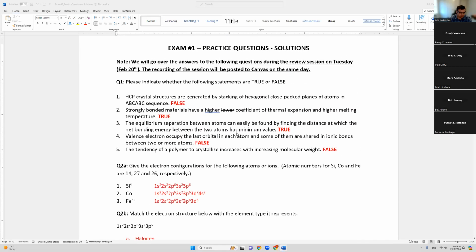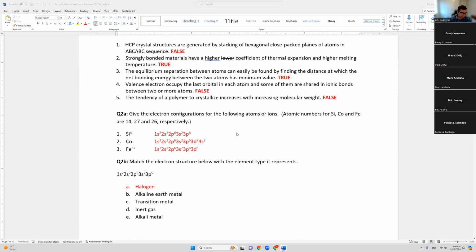So we went over the true-false questions. The second question is about the electronic configurations. For the silicon atom, the atomic number is given as 14. In the exam, you will either be provided a periodic table or you are going to be given the atomic number. So for silicon, note that the ground state has 14 electrons: 1s2, 2s2, 2p6, 3s2, and 3p2.